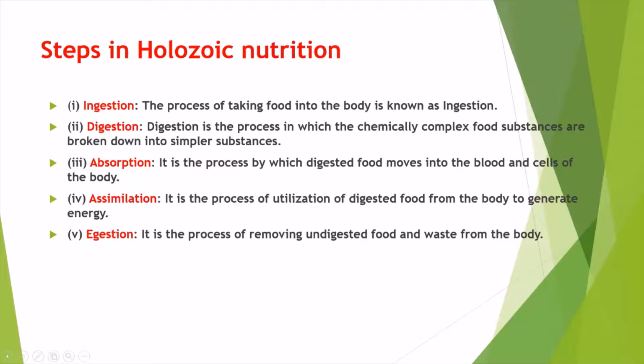That's it. And what is digestion? Digestion is the process in which the chemically complex food substances are broken down into simpler substances. This is done because chemically complex food cannot be used by the body. So even if you may not see it, the food substances you're using are chemically very complex. So if your body needs to use it, it needs to be broken down into simpler substances.